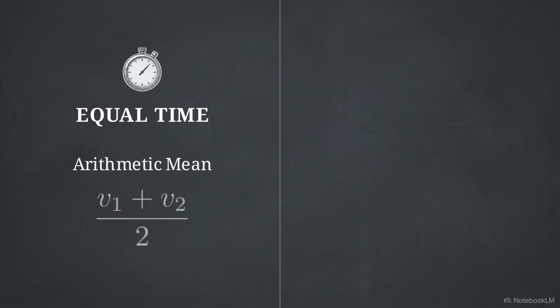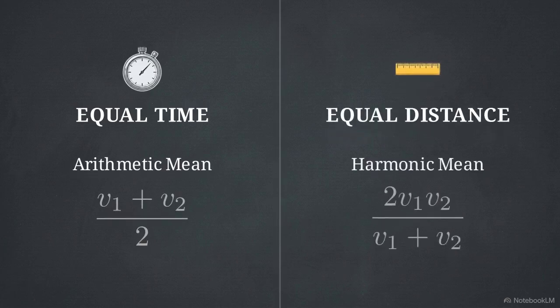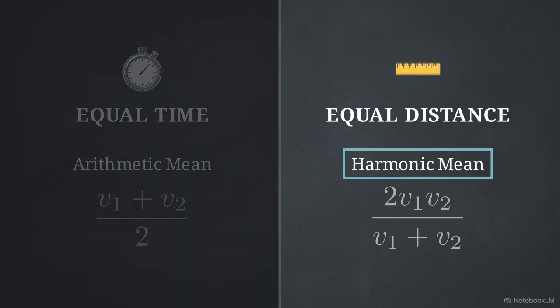The mathematical relationship is determined by what remains constant. A simple arithmetic mean only works if the time spent at each speed is perfectly equal. If the distances are equal, the harmonic mean we see here is the only accurate calculation.